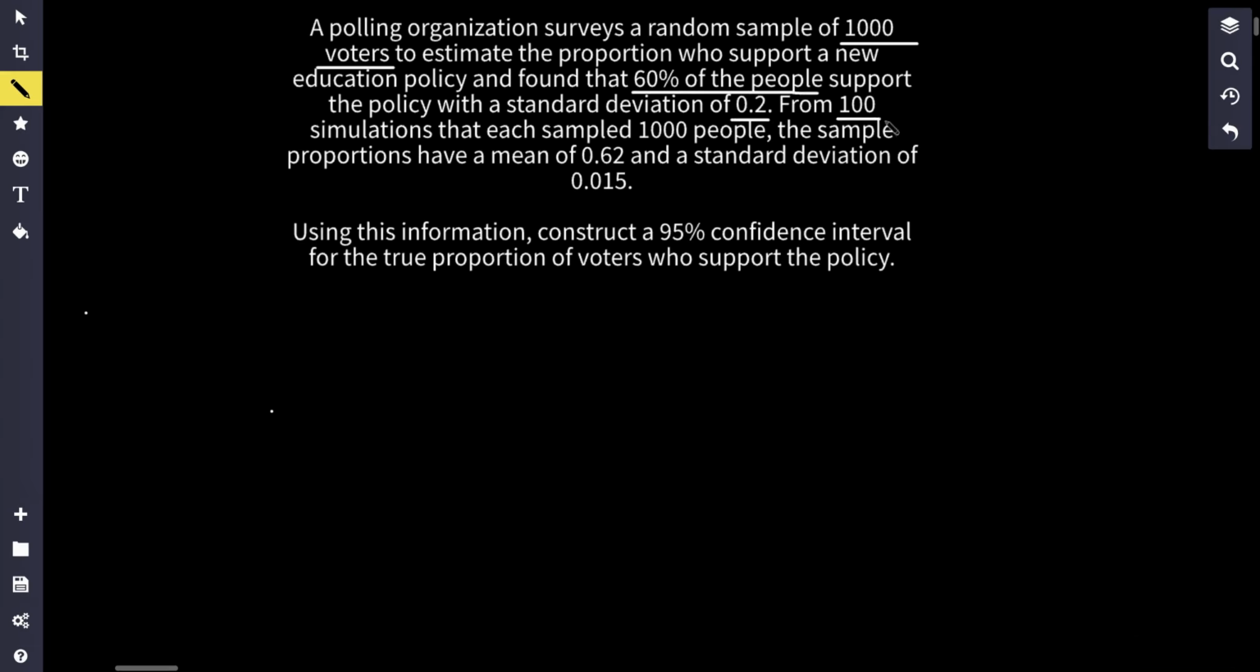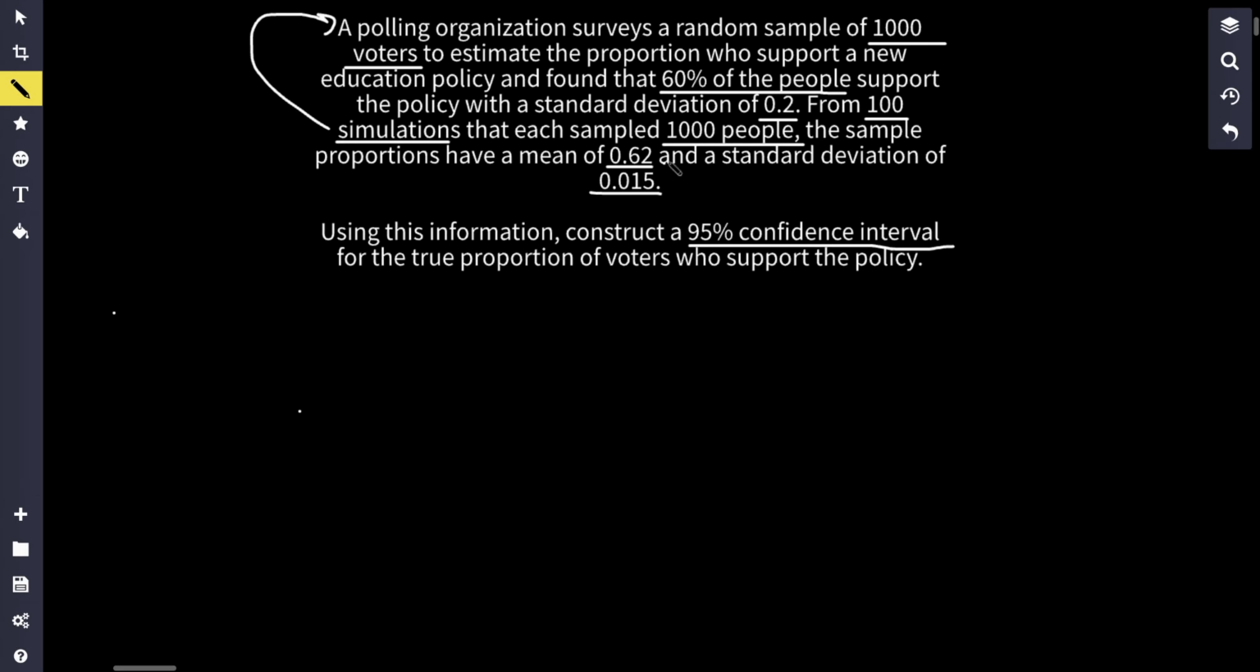Now, from 100 simulations that each sampled 1,000 people, so these simulations basically replicate what we're doing in real life, the sample proportions have a mean of 0.2 and a standard deviation of 0.015. Using this information, construct a 95% confidence interval for the true proportion of voters who support the policy.